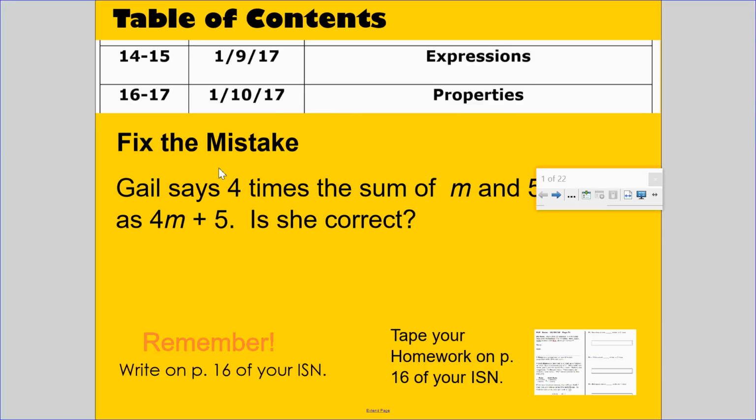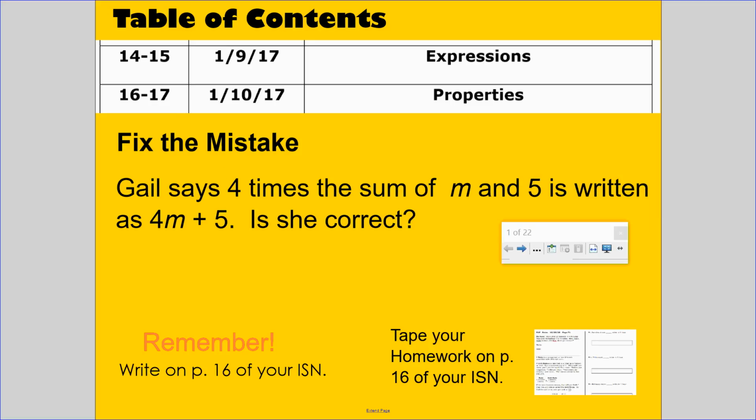This video is over properties. So before we look at that, let's look at our number routine of fix a mistake. Gail says 4 times the sum of m and 5 is written as this, 4m plus 5. Is she correct?